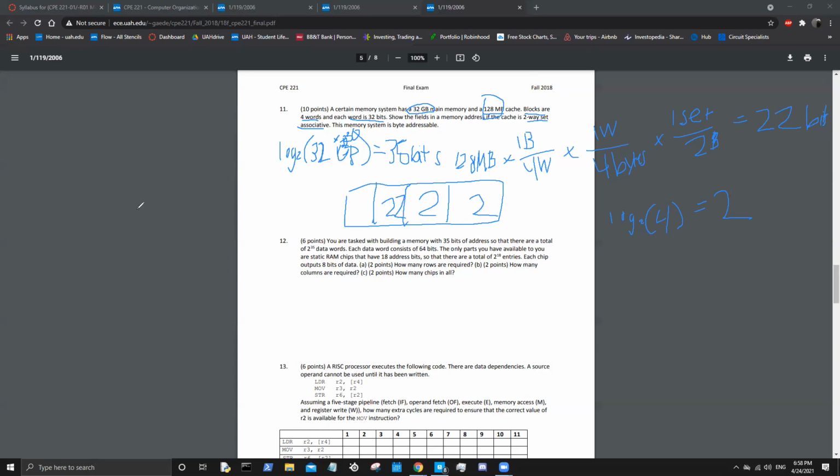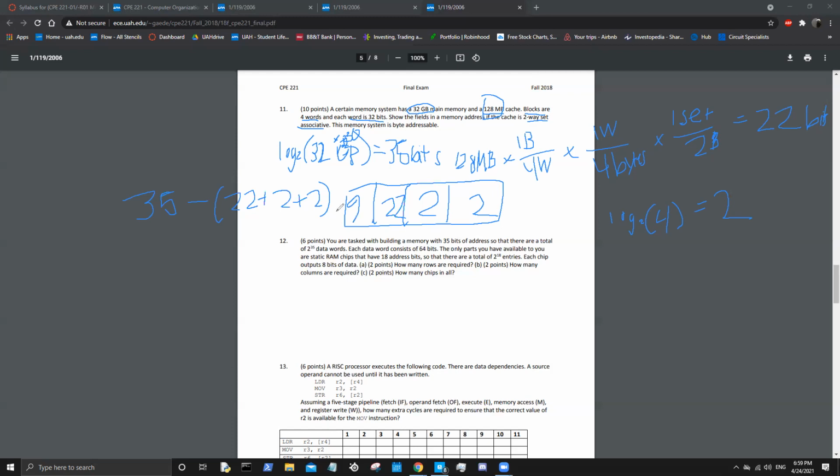So here we're going to do 35, which is our total address size calculated from our main memory. Then we're going to take 22 index bits calculated from this portion, plus our 2 block offset and our 2 byte offset, which gives us 26. 35 minus 26 gives us what? 9. It sounds like 9. 9 tag bits. And there we go.